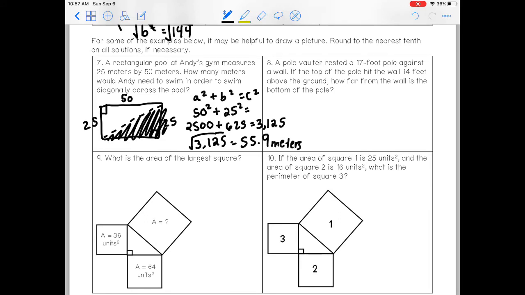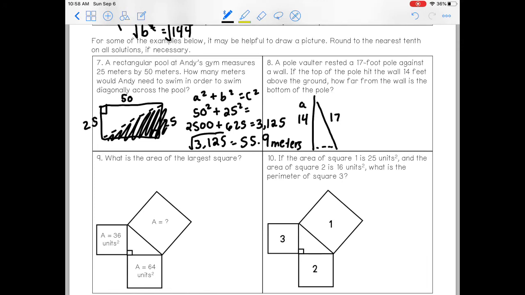The next one says a pole vaulter rested a 17-foot pole against a wall. So here's a wall. Let's say this is the pole. It's 17 feet, right? If the top of the pole hit the wall 14 feet above the ground, okay, so this would be 14 feet. How far from the wall is the bottom of the pole? So we need to find this value here.